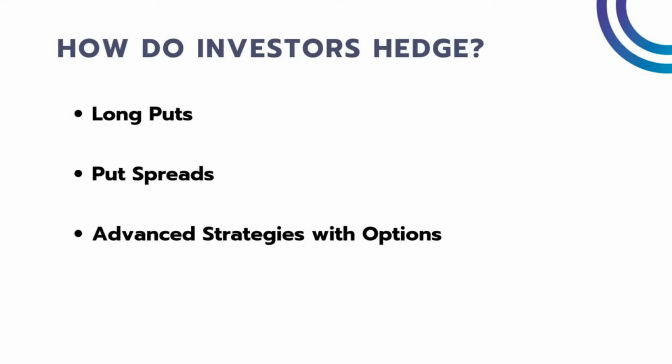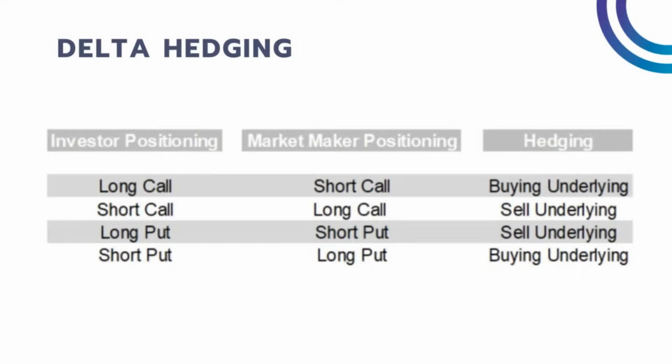They could also do put spreads, or they could also do advanced strategies with options like collars, iron condors, covered calls, all of that stuff. So this is how you can protect against a downside movement. And that's what large institutions are doing. And why is this relevant?